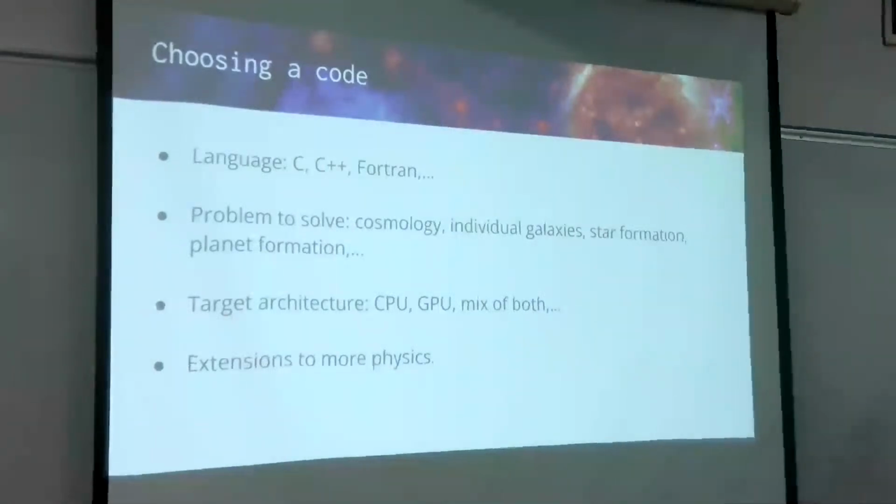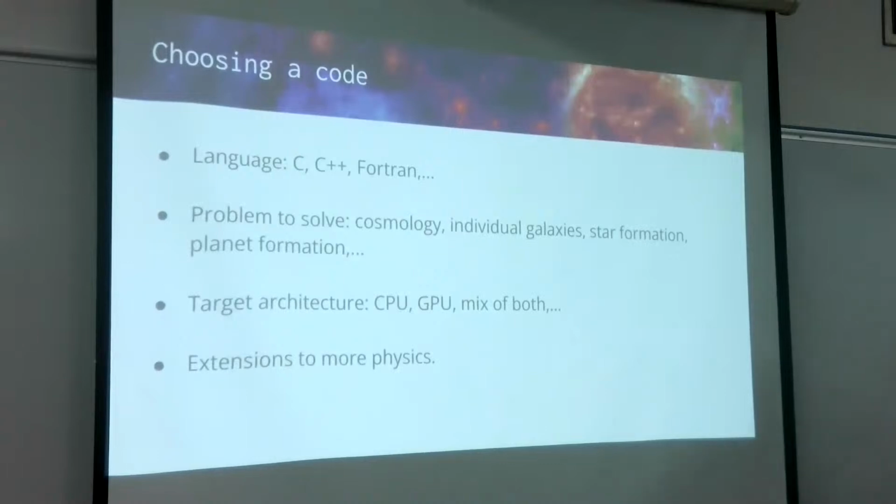For instance, some computers only have these GPUs, these graphic cards, and some of these codes don't work on graphic cards, or the other way around. So maybe you're doing different code if you're interested in doing cosmology or planets or star formations. Right? It's not always the same code that does the best at everything.